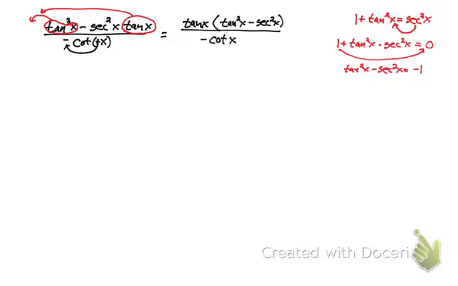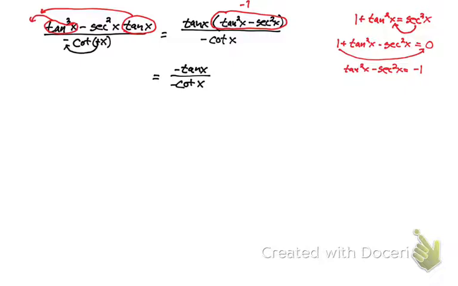So now I can go back here and go, oh, you know what? Tangent squared minus secant squared. I'm going to replace that entire thing with a negative 1. So this whole thing gets replaced with a negative 1. Well, that means I really have a negative tangent x over a negative cotangent x. Well, that means it's positive.